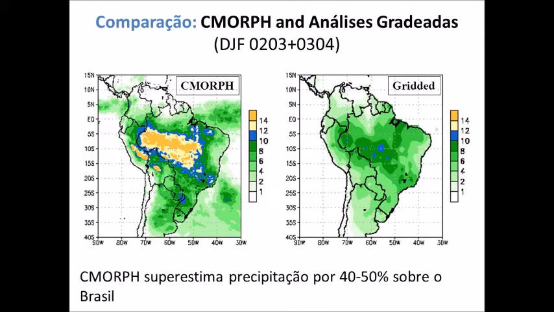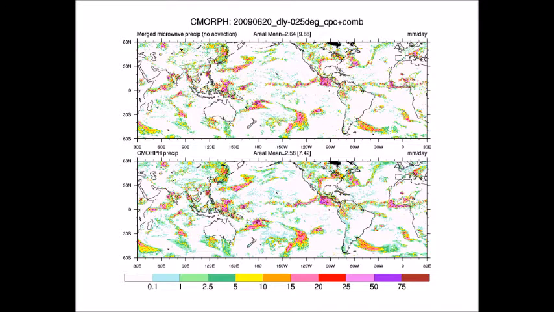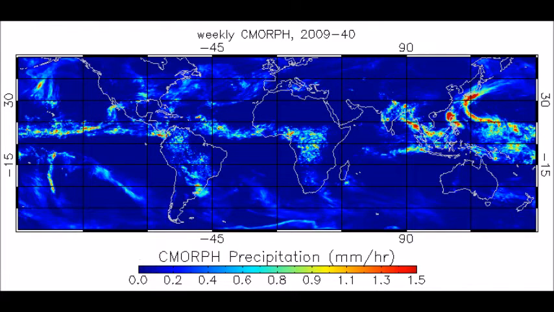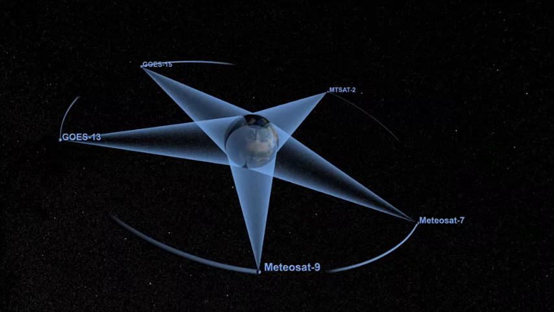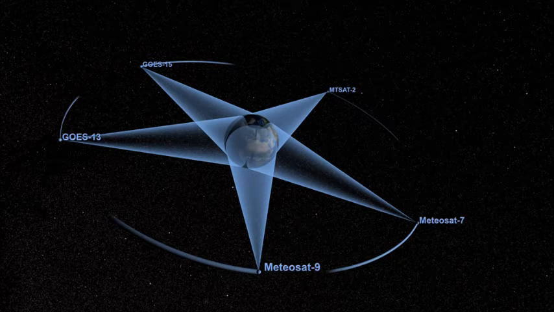So what do they do? They take the data from there and then they spatially propagate it and time weight it using geostationary infrared satellite data. So they go from the microwave to infrared. Here, this is called morphing. The geostationary satellites are GOES 12 East, GOES 10 West, GOES 9 GMS, Meteosat 7, and Meteosat 5.